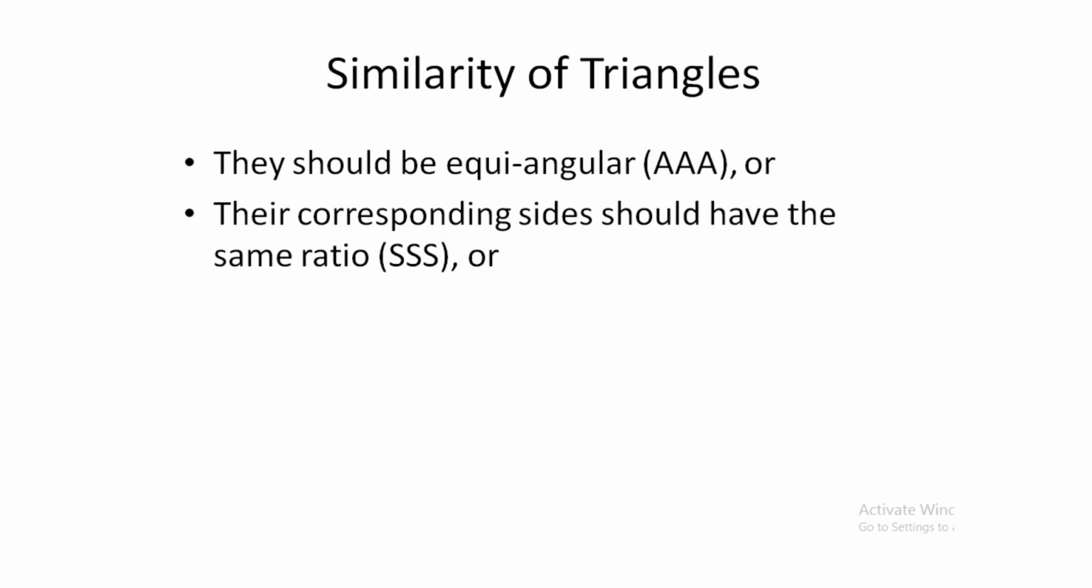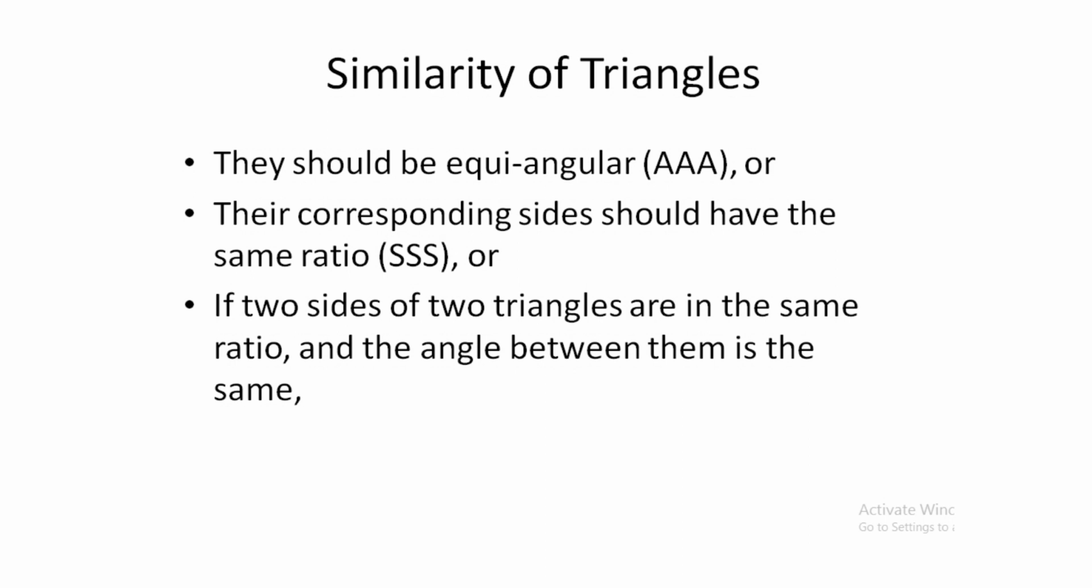And the third rule that we have is also called the SAS rule. That means if two sides of any two triangles are in the same ratio, and if the angle between them in both the triangles is the same, then the triangles are going to be similar to each other.